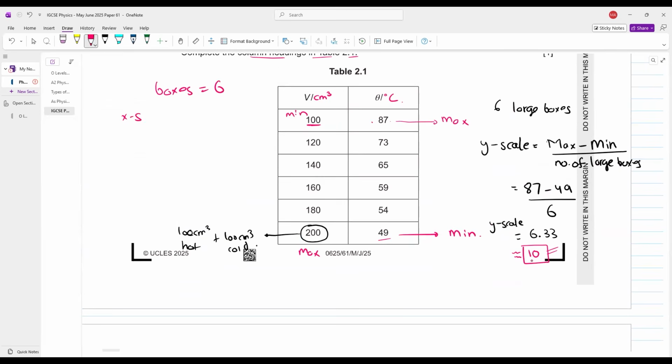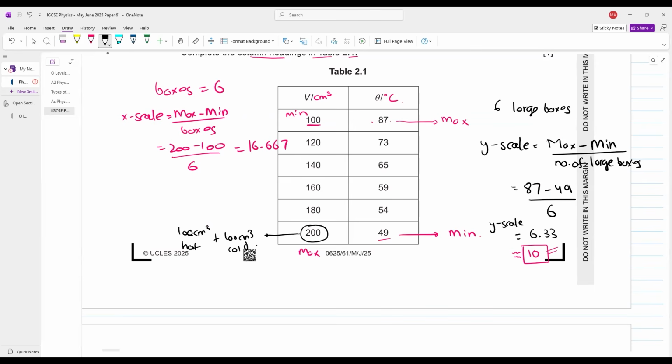Can you calculate the x की scale? कैसे निकालोगे? Maximum minus minimum divided by the number of boxes. Maximum क्या है भाई? 200. Minimum क्या है? 100, divided by the number of boxes. That is 6. निकालो भाई क्या आंसर आता है. This comes out to be 16.667.